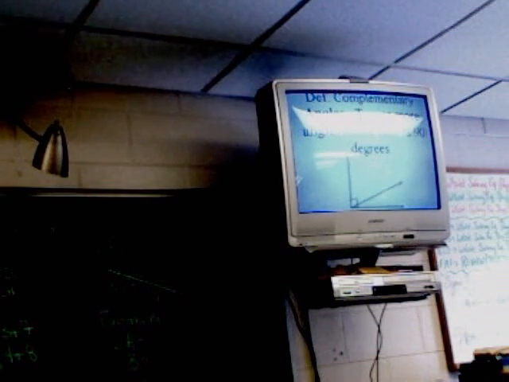As promised, the next definition coming up is complementary angles. Complementary angles, two or more angles whose sum is 90 degrees.